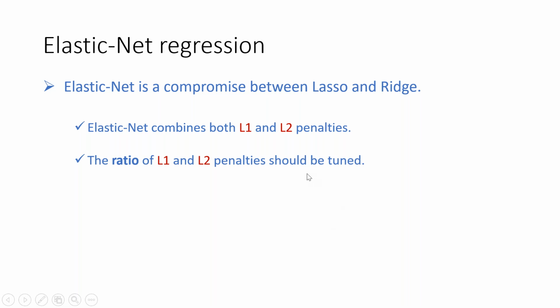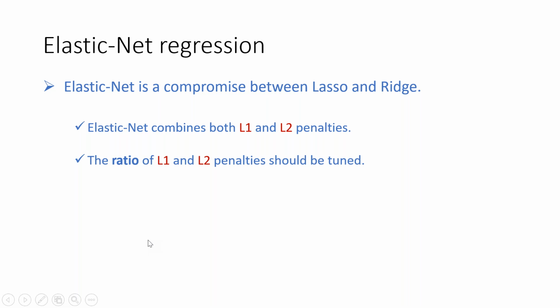One is lambda, you still have to do that, the strength of the penalty, because lambda will be there in both the terms. And the L1, L2 ratio will be another parameter. How much L1, how much L2? 0.5 means 50-50. 0.9 means L1 is 0.9, and 10% is my L2 effect, something like that. That ratio should be tuned.